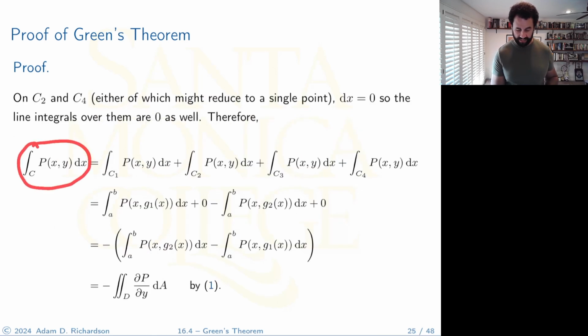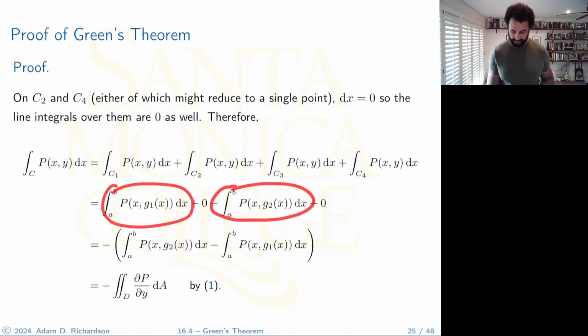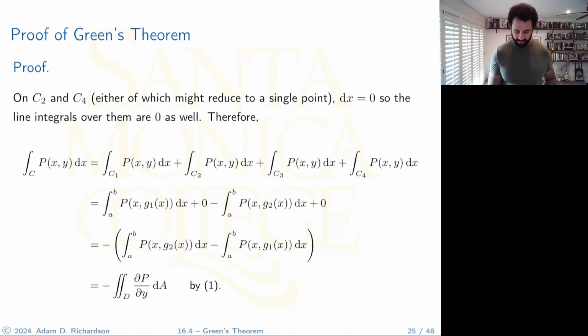The line integral over C of that function P is equal to the sum of these four separate line integrals. But these two are going to be 0. And so what we're left with is this one and this one. Factor out a negative from both of those, and you get negative this thing right here. But this difference of integrals is exactly this double integral that we just proved a moment ago, like two slides ago. So there we go. We've now shown that this line integral has to be equal to this double integral over D.